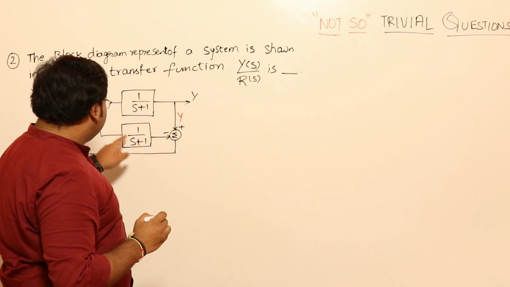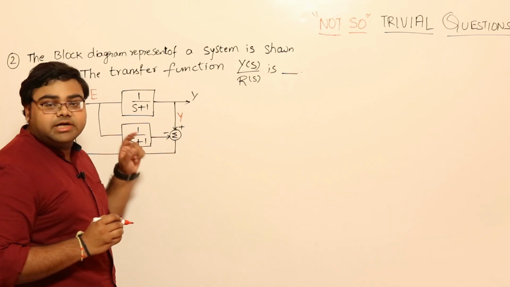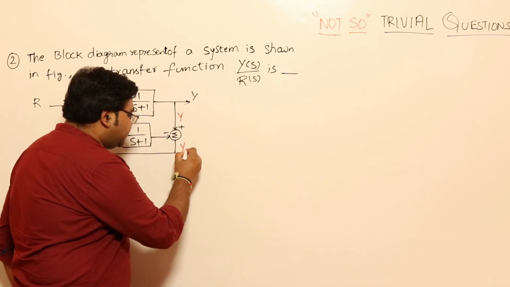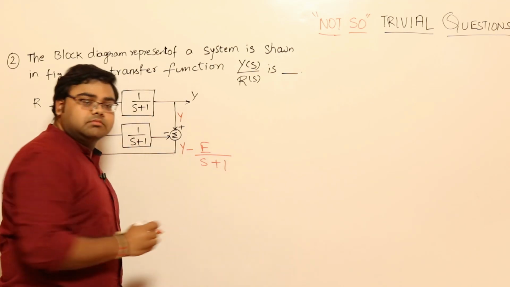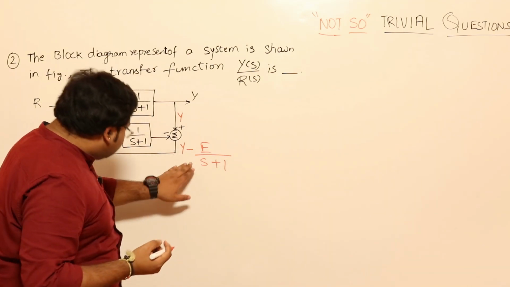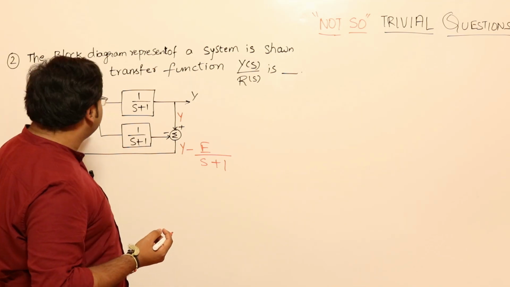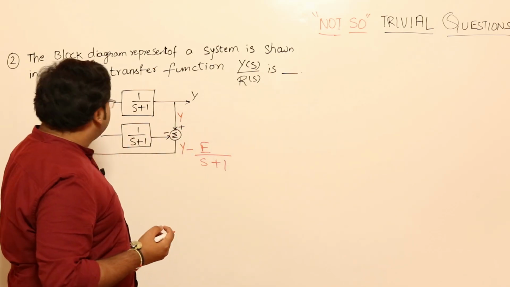Here my e is getting multiplied into 1 by s plus 1 and it is getting subtracted over here from y. So what should be the signal over here? Here the signal should be y minus e upon s plus 1. Naturally, right? Since this is the signal over here, this is again coming over here and r is coming over here. Now let us write a little bit better.